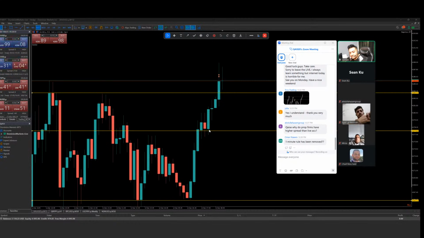The 1 minute rule has been removed. Well, not exactly removed. Not every prop firm has a 1 minute rule, but most of your trades should be held for more than 1 minute. Even if you go with FTMO or any other prop firm, all prop firms have this 1 minute rule actually. Suppose you took 10 trades, so 7 to 8 trades should have holding times of 1 to 2 minutes. And if there are 2 or 3 trades held for less than 1 minute, it's not going to breach your account.